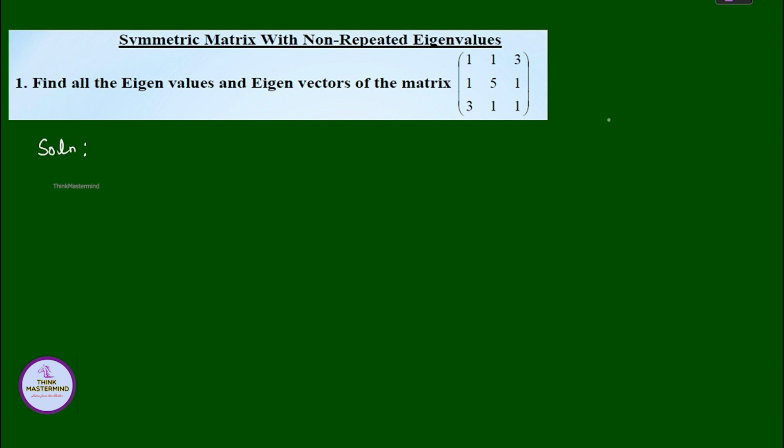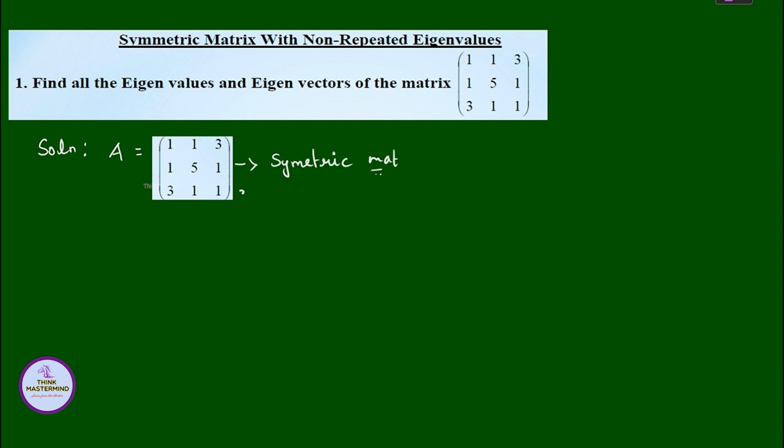Today we are going to find eigenvalues and eigenvectors of non-repeated eigenvalues for a symmetric matrix. So the given matrix A is a symmetric matrix because the first row second element, that is 1, is equal to the second row first element. Similarly, the first row third element is equal to the third row first element, and the second row third element is equal to the third row second element. Therefore, the given matrix is a symmetric matrix, and it is also a 3 by 3 matrix.